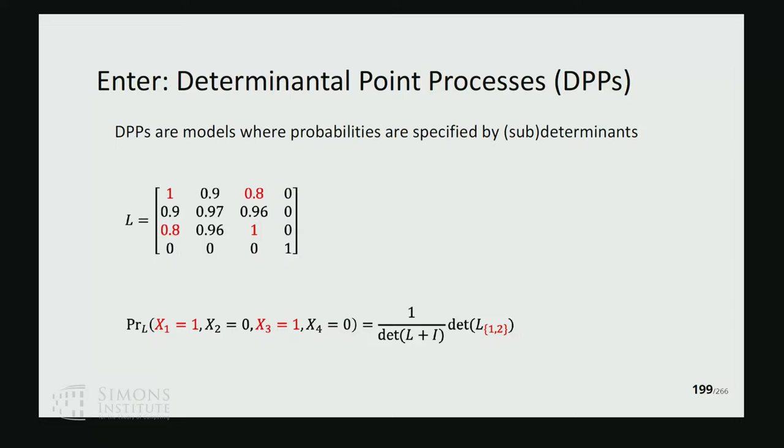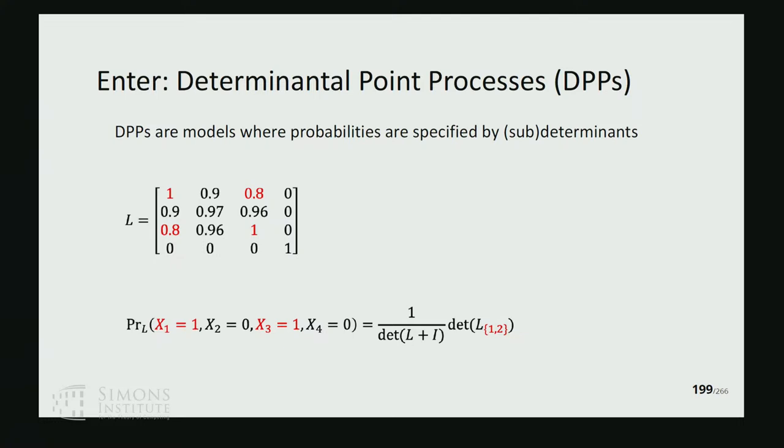This is typically how you model distributions over people's behavior. I'll get to this in a second, but essentially the way they're defined is you're given some matrix, which is called an L ensemble. And if I would like to know the probability of a particular world, for example, a world where X1 is set to 1, X3 is set to 1, and everything else is set to 0, then I just take the first and the third row and column. I get the submatrix and I compute its determinant. This determinant, up to a normalizing constant, gives me exactly the probability of this world, the likelihood. So this tells you how to compute a likelihood, the probability of a complete assignment.